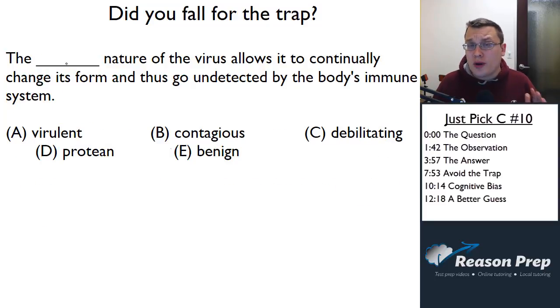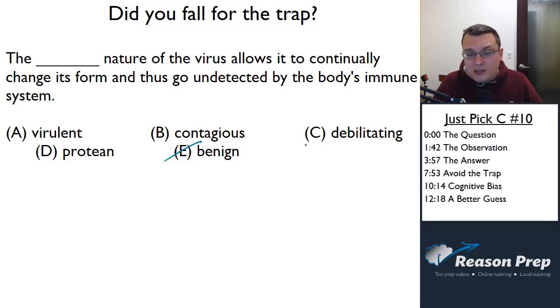Let's go over the question that you did, and we'll see if you fell into the same trap. Maybe you didn't, maybe you did, but we can still use this to illustrate the idea. The blank nature of the virus allows it to continually change its form and thus go undetected by the body's immune system. We have five choices: virulent, contagious, debilitating, protean, and benign, and we need to know which one works best. There's a few that we might be able to get rid of relatively quickly. Benign, if you know what that means, is positive, and clearly we're not looking for something positive. We're talking about how a virus can change its form and go undetected by the immune system. That's not really a good thing, so to call it benign doesn't make any sense.